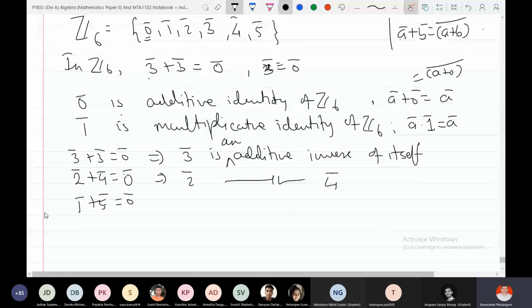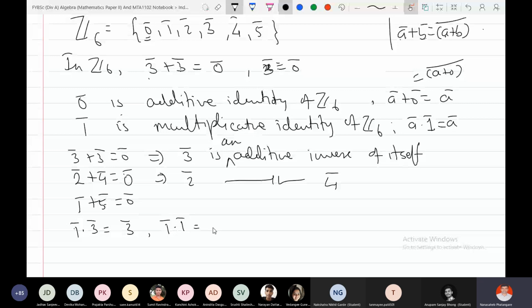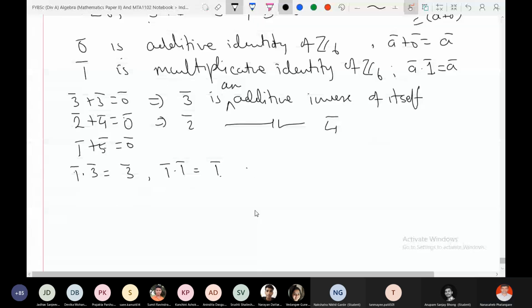Now, if you see this, what is 1 bar into 3 bar? It is 3 bar, right? And 1 bar into 1 bar is 1 bar, the multiplicative identity, right? Now, what is 4 bar into 4 bar? 2 bar.